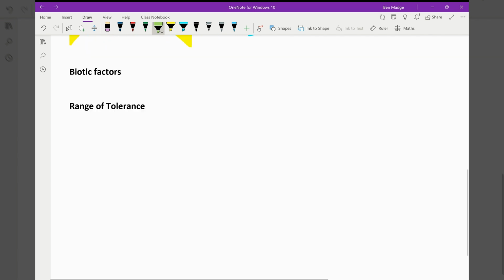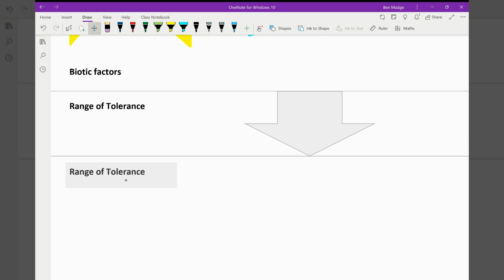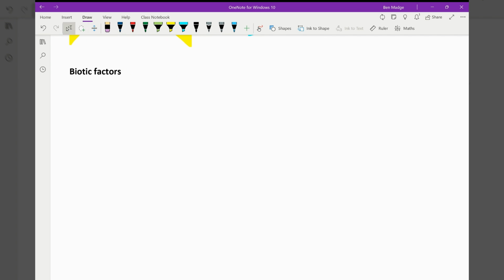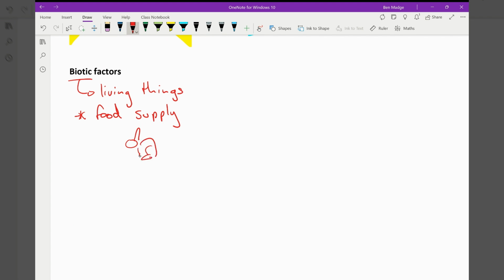And then if we look at biotic factors, to start with, biotic factors means living things. So biotic factors, these are controlled by other living things. So food supply is an important one. Are there enough prey items for a carnivore to exist or not, basically?